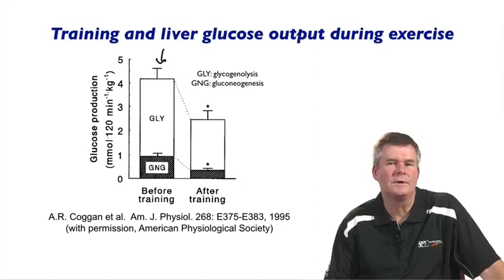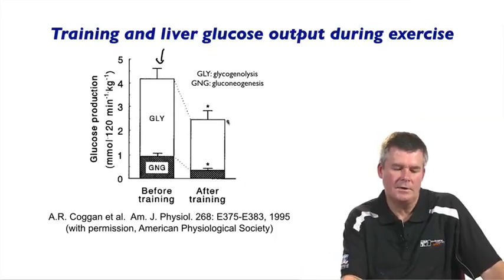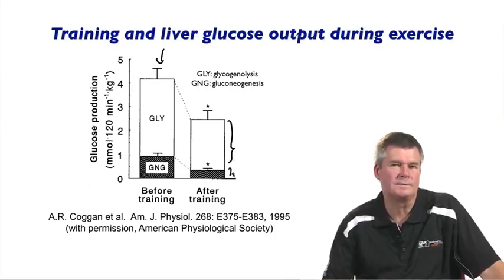You can see in the left panel here before training the relative contribution of glycogenolysis and gluconeogenesis to the total liver glucose output. Furthermore, you'll notice that after a period of training, just as we saw a reduction in muscle glucose uptake and oxidation, you can see a parallel reduction in liver glucose output. And interestingly, that reduction occurs in both glycogenolysis and in gluconeogenesis.